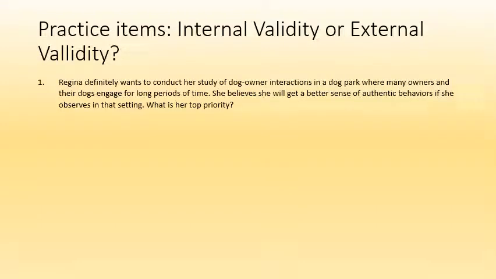So here is our first example. Regina definitely wants to conduct her study of dog owner interactions in a dog park where many owners and their dogs engage for long periods of time. She believes she will get a better sense of authentic behaviors if she observes in that setting. What is her top priority? And in this case, we would want to say that her top priority is external validity. She's looking to take this study in a natural setting. This is a field study, and so she's really concerned that it would generalize, that it's representing the real world.